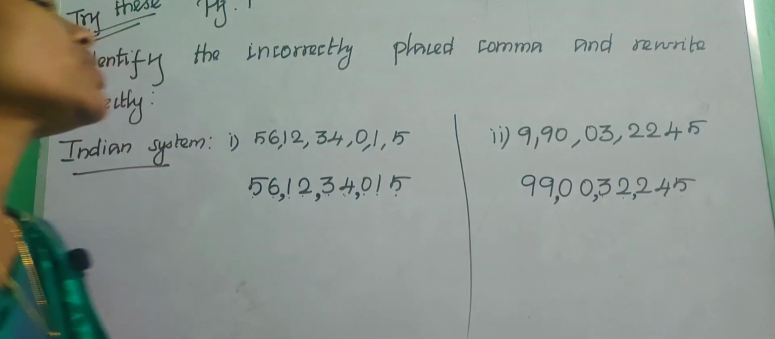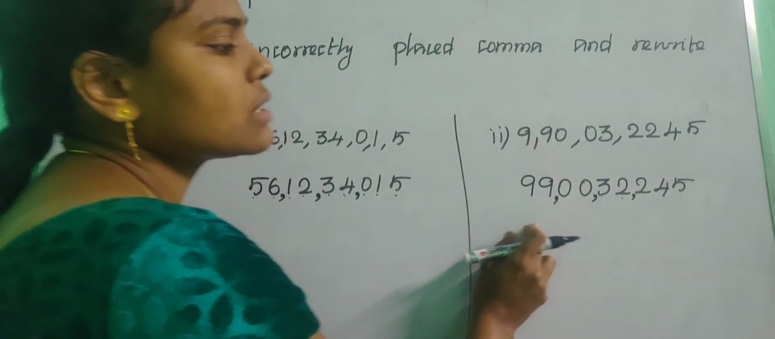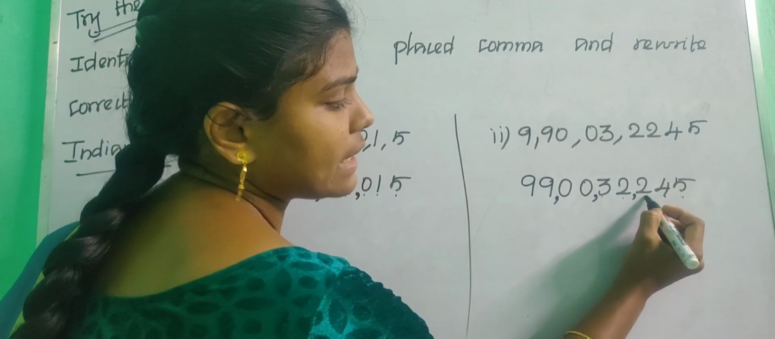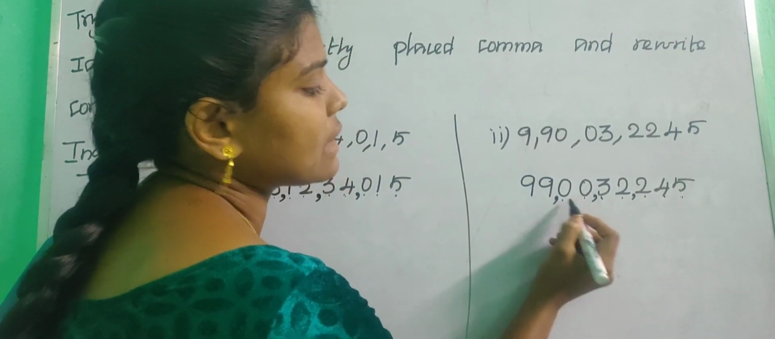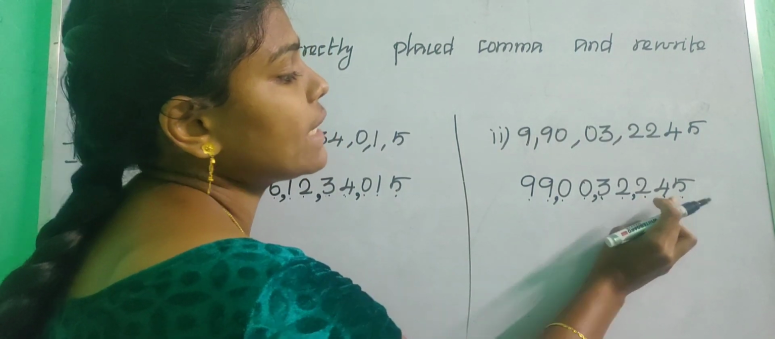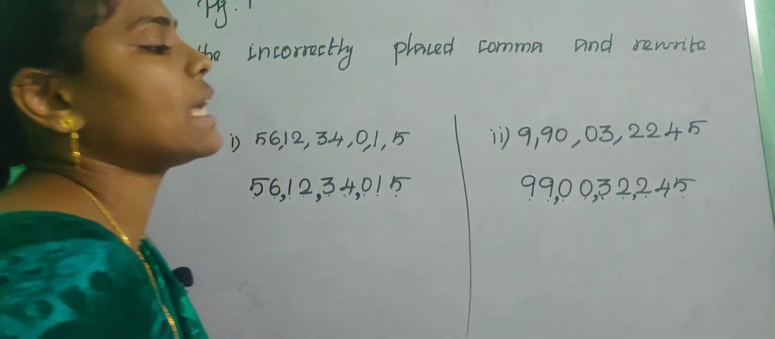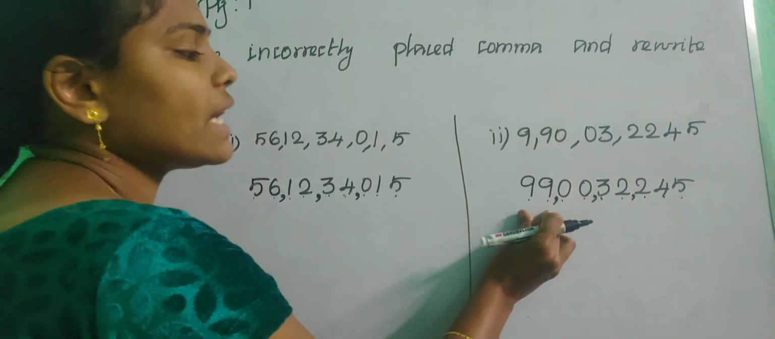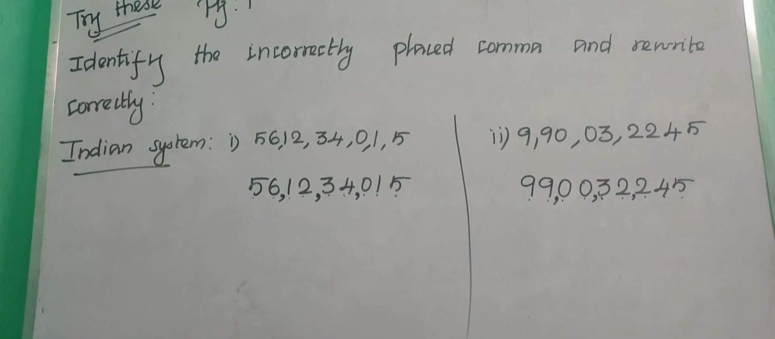Okay, children. We need to insert commas like this. How will you write the number name for this? See, ones, tens, hundreds, thousand, 10,000, lakhs, 10 lakhs, crore, 10 crore. So 99 crore, 32,245. For these zeros, you need not say any lakhs. So simply 99 crores, 32,245. Okay, have you all understood?